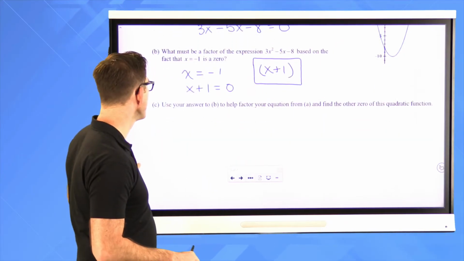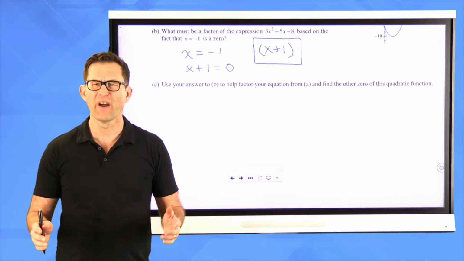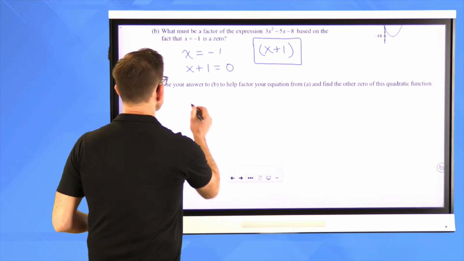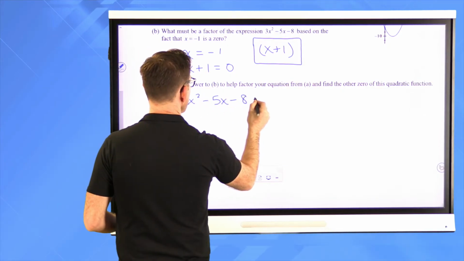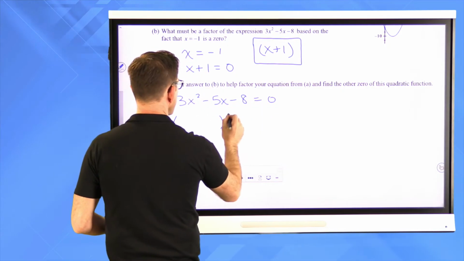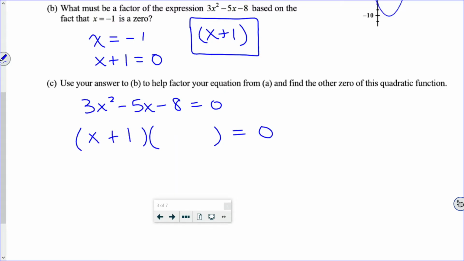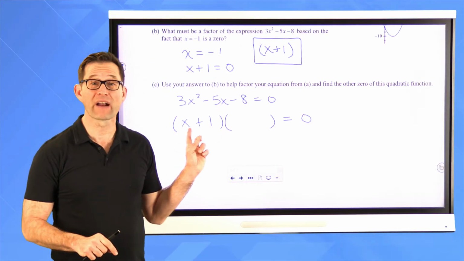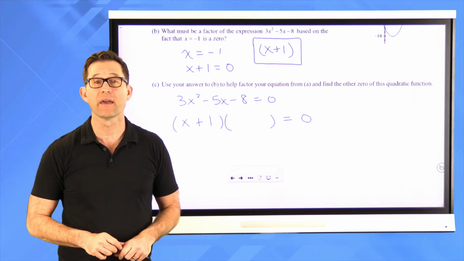All right? So letter C then says, use your answer to B to help factor your equation from A and find the other 0 of this quadratic function. So think about this for a second. We're trying to solve this equation, 3x squared minus 5x minus 8 equals 0. And this is a more challenging trinomial to factor because its leading coefficient is not equal to 1. But I know one of the factors is x plus 1. So I claim the other factor should be a piece of cake for you to figure out.